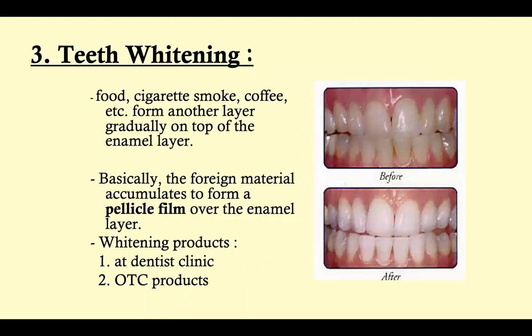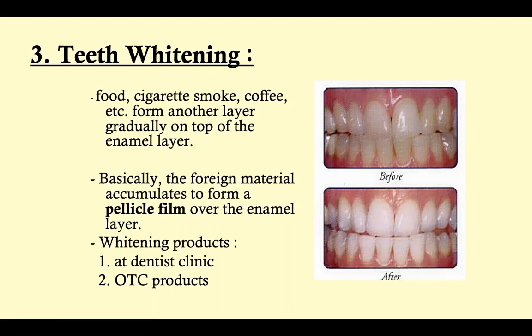Now, teeth whitening. What happens is food, cigarette smoke, coffee, etc. form a layer gradually on top of the enamel layer. The person takes food, smokes cigarettes, or drinks coffee, and these can make a layer over the enamel of the tooth. Basically foreign material accumulates to form a pellicle film over the enamel layers.